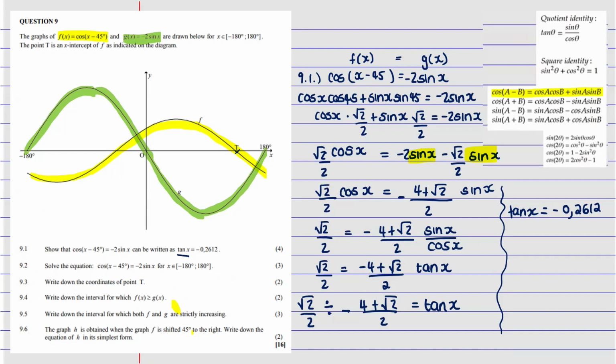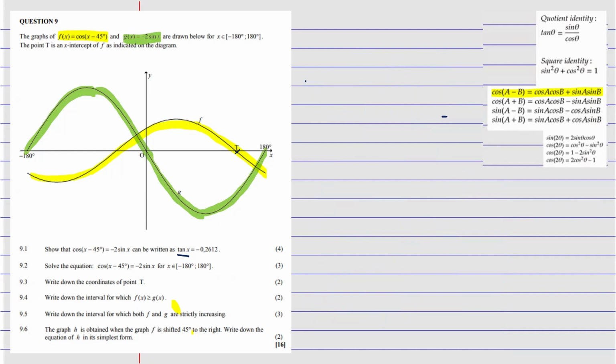Hello? Yes, ma'am. So here they just wanted you to simplify cos(x − 45) equals −2 sin x into being in terms of tan x equals negative 0.2612. So that's that. You just needed to simplify the equation into a single trig ratio. They just made it in terms of a graph. They asked that question in graphs. Does that make sense though? Yes, ma'am. Okay, cool. Hope that makes sense. So now let's move to the second question.